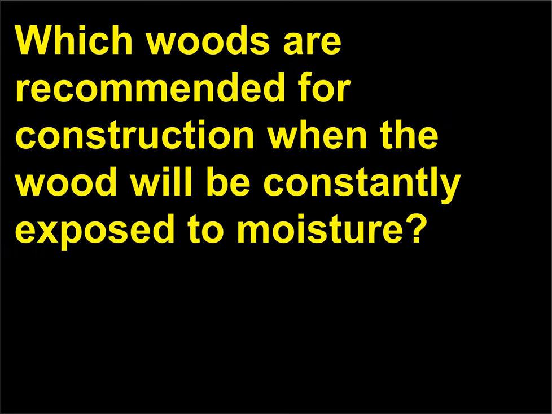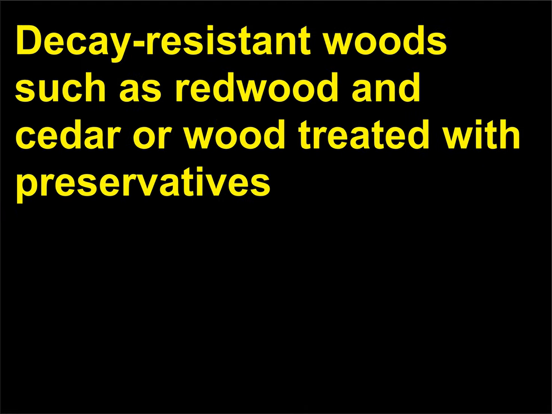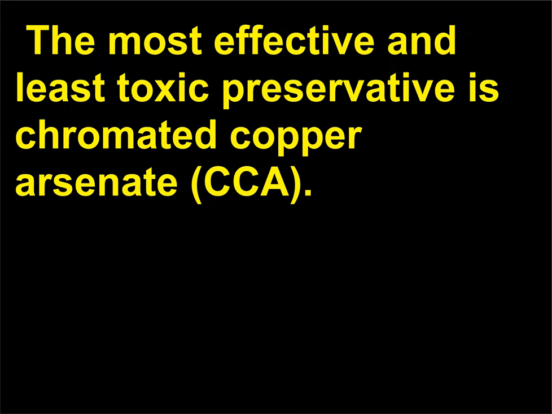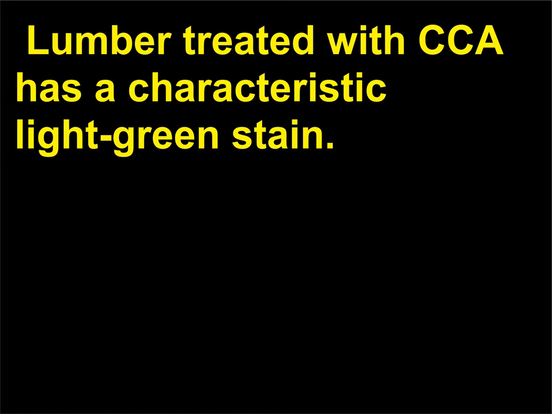Which woods are recommended for construction when the wood will be constantly exposed to moisture? Decay-resistant woods such as redwood and cedar or wood treated with preservatives are recommended for use in construction when the wood will be exposed to moisture. The most effective and least toxic preservative is chromated copper arsenate, CCA. Lumber treated with CCA has a characteristic light green stain.